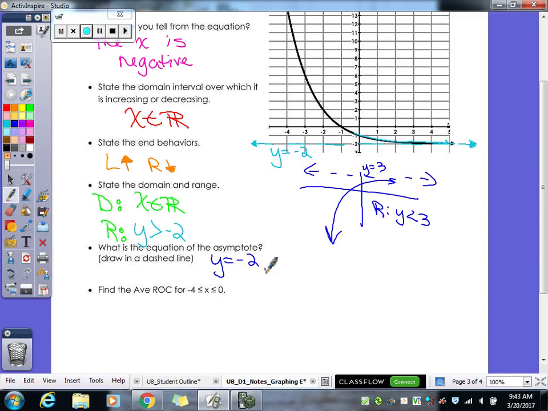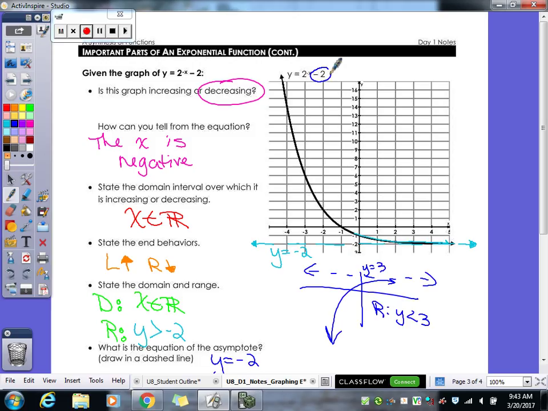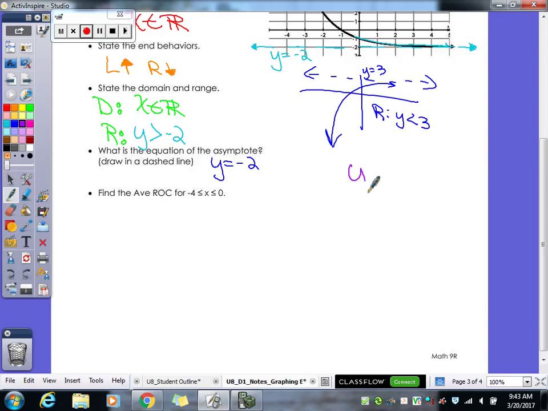Now, finding your asymptote line, it's actually pretty easy. It's whatever this number is at the end. So our asymptote line there was y equals -2. Let's say I gave you the equation y equals 3 to the x plus 4. Where would our asymptote be? y equals 4. What if I gave you y equals -2 to the x minus 1? Where would our asymptote be? y equals -1. You got to make sure you write that y equals -1.